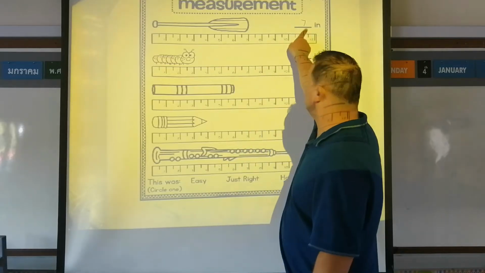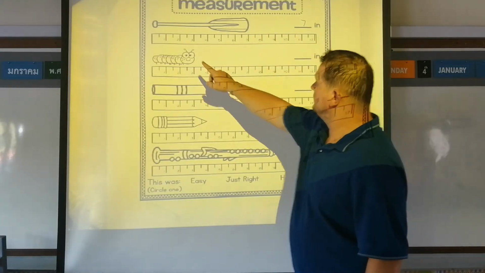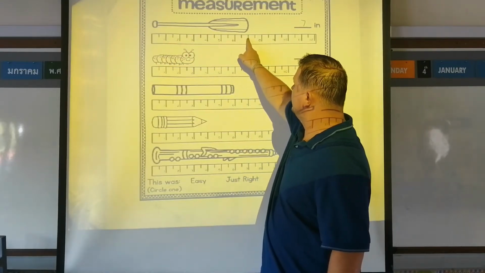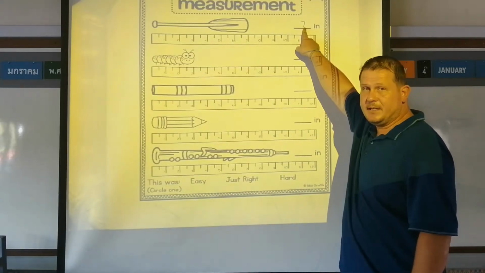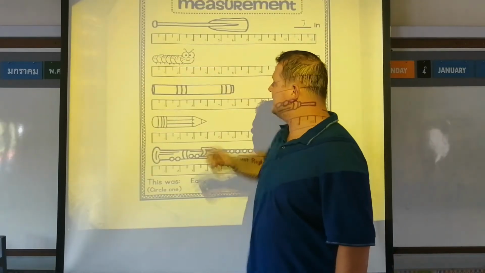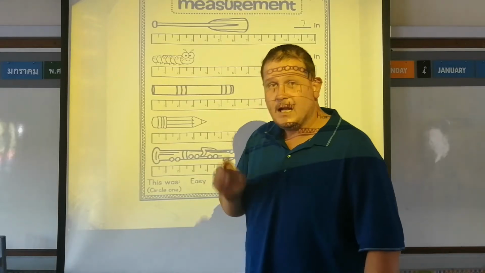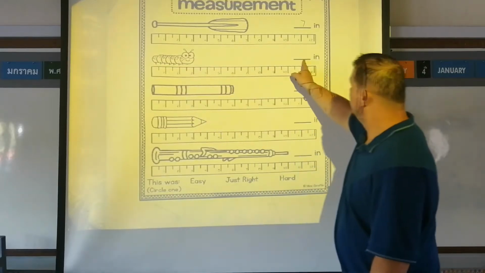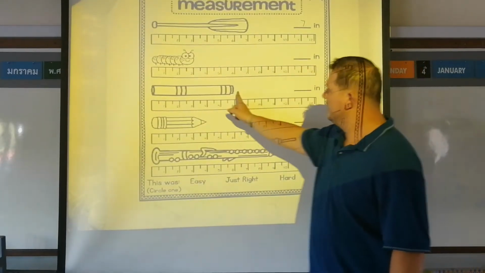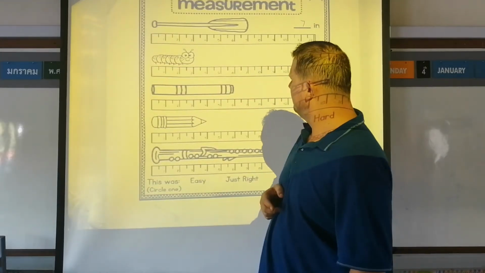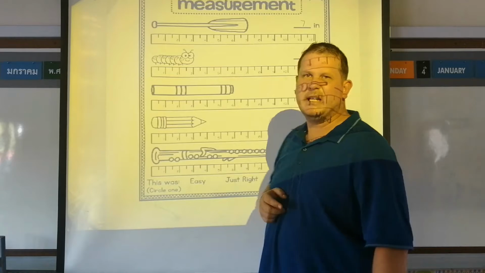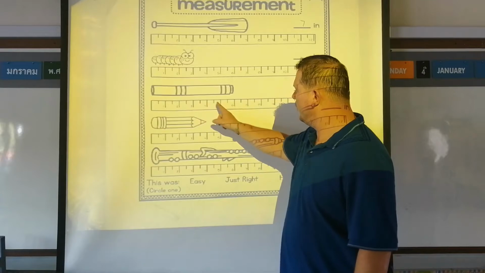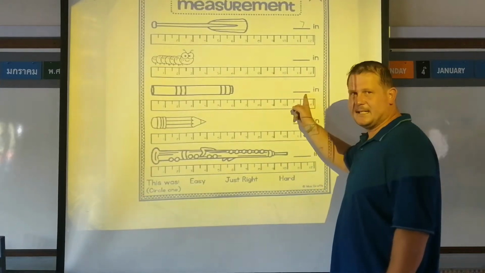Okay, so as you remember, I did the first one for you. So the length, 1, 2, 3, 4, 5, 6, 7. So you put a 7 there, alright? Next one, the caterpillar. How long is the caterpillar? 1, 2, 3. So you put a 3, right? This, I'm not sure what that is. Maybe a crayon? I don't know. 1, 2, 3, 4, 5, 6. So you put a 6, right?